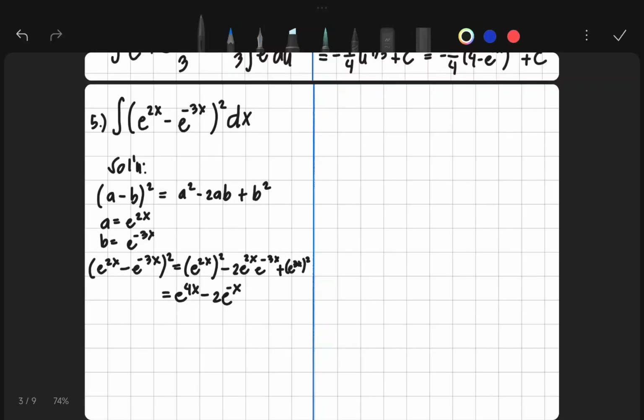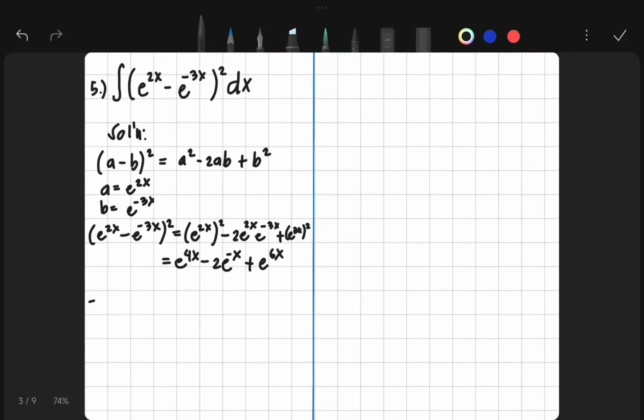Okay, and for the last term, we have 3x times 2, that is equal to e raised to 6x. Okay, after, so I will rewrite this as the integral of e raised to 4x minus 2 e raised to negative x plus e raised to 6x times dx.